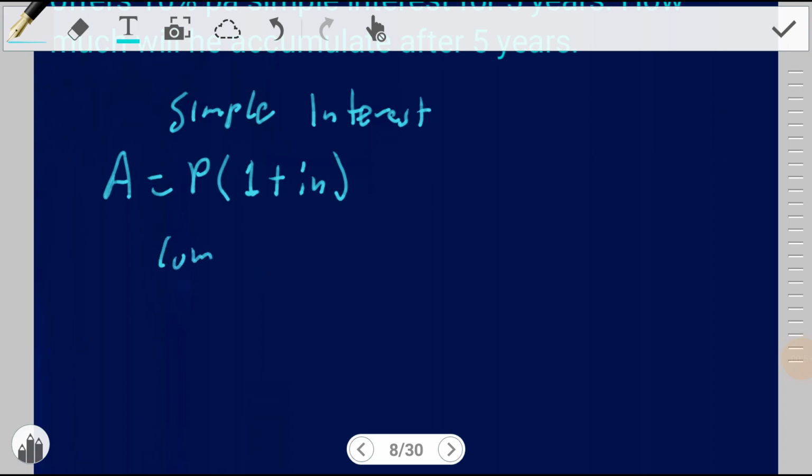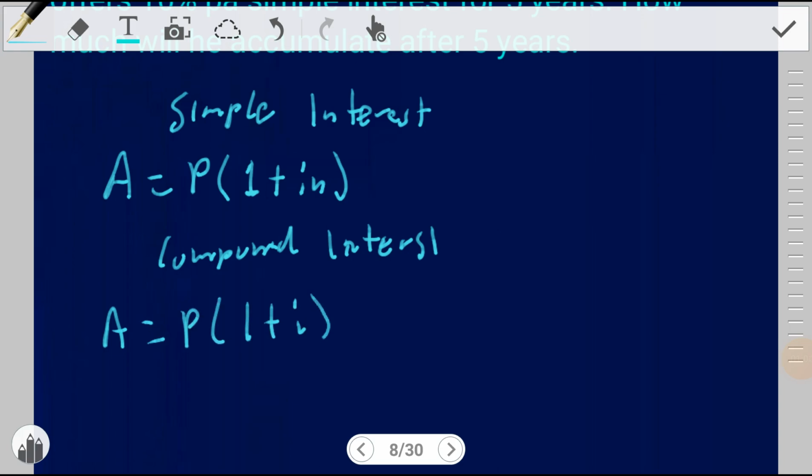So compound interest. Don't mind my handwriting. Compound interest is A is equal to P into 1 plus I all to the power of N. So this is compound interest. A is the accumulated amount as usual, the future amount, and P is the present value or the principal amount.